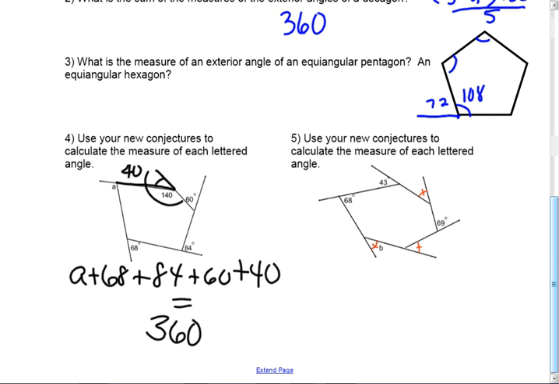What the regular ones and the equiangular ones give you is that the number of sides times the exterior angle is equal to 360 because all the exterior angles are congruent. They don't have to be congruent for them to add up. So again, I want to use the exterior angles on this one.